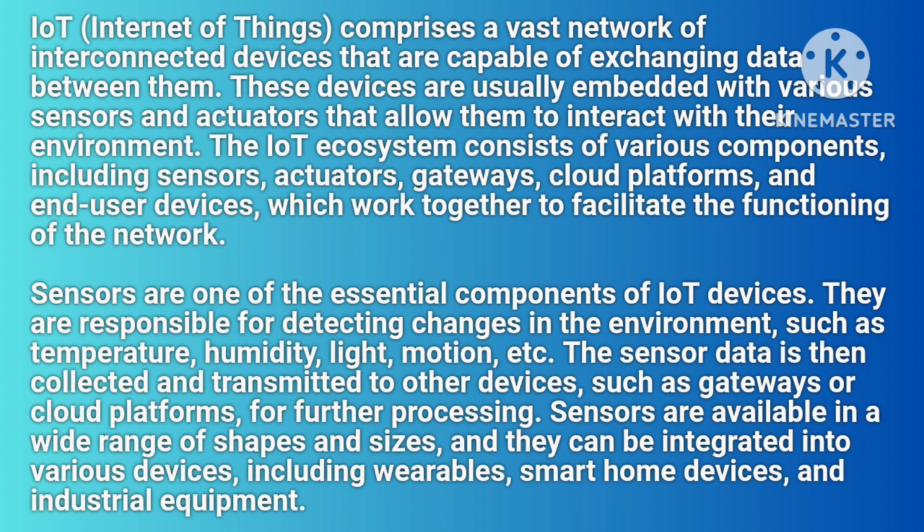IoT components. IoT, Internet of Things, comprises a vast network of interconnected devices that are capable of exchanging data between them. These devices are usually embedded with various sensors and actuators that allow them to interact with their environment. The IoT ecosystem consists of various components, including sensors, actuators, gateways, cloud platforms, and end-user devices, which work together to facilitate the functioning of the network.